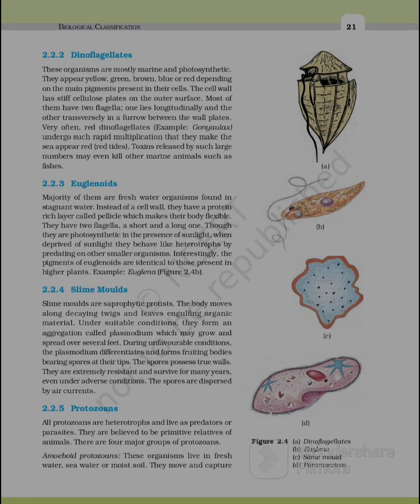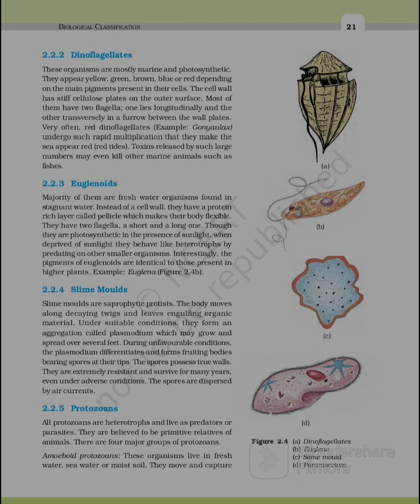Very often, red dinoflagellates (for example, Gonyaulax) undergo such rapid multiplication that they make the sea appear red (red tides). Toxins released by such large numbers may even kill other marine animals such as fishes.